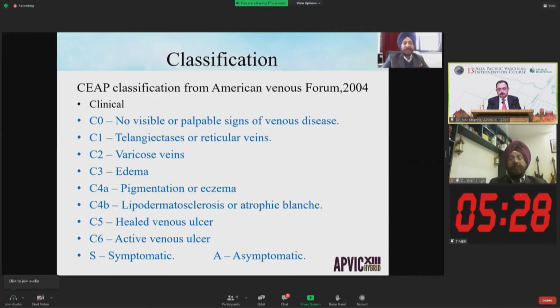A classification: the CEAP classification from the American Venous Forum 2004. In the clinical, C0 is no visible or palpable signs of venous disease.